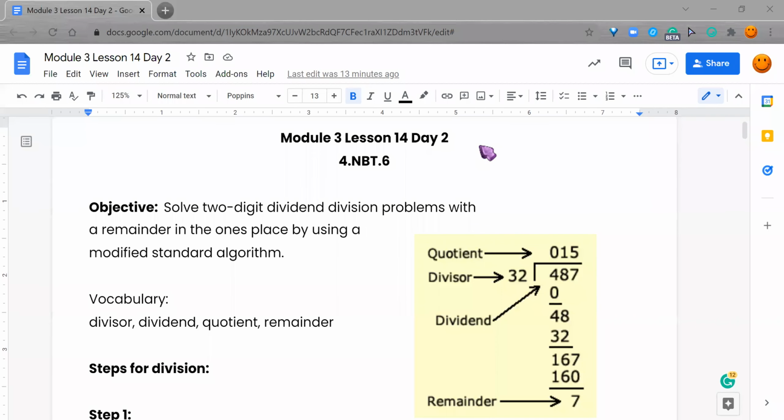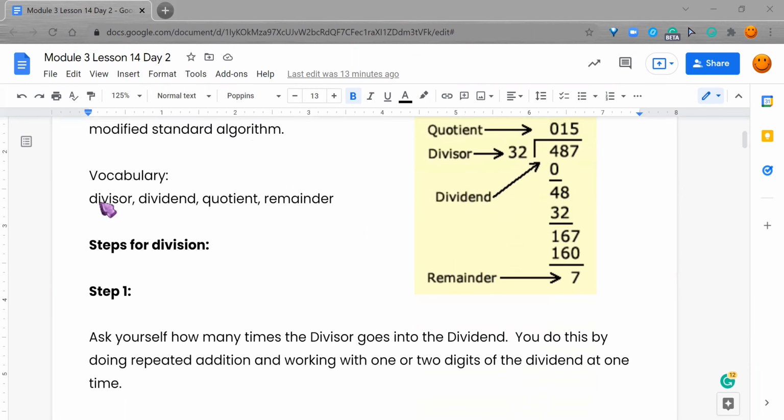Hey, you guys, it's Miss Alexander, and today we're working on EngageNY, Module 3, Lesson 14, but today's Day 2. And today we're solving two-digit division problems with a remainder in the ones place by using the modified standard algorithm. So it's pretty much the same thing as yesterday.